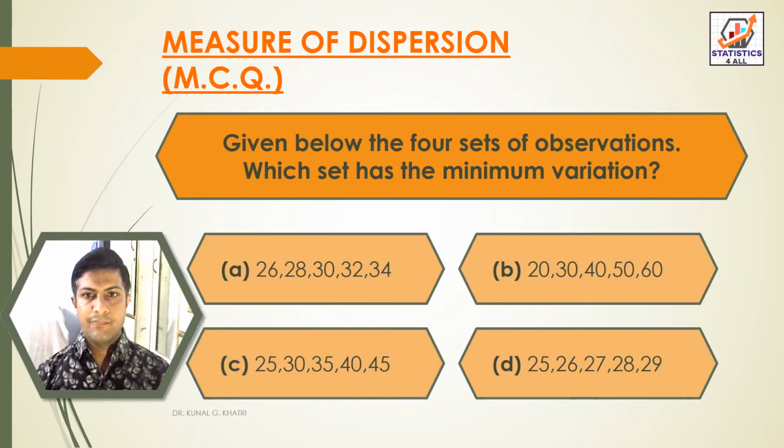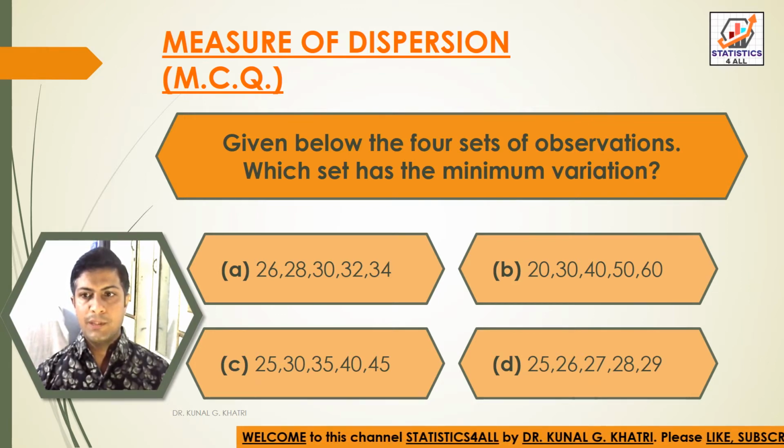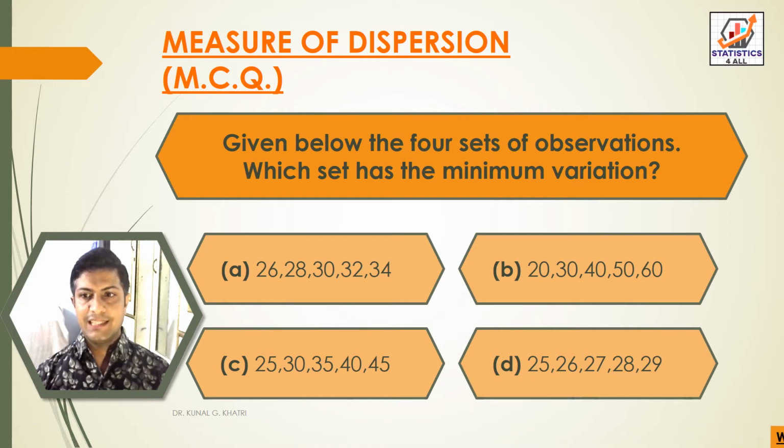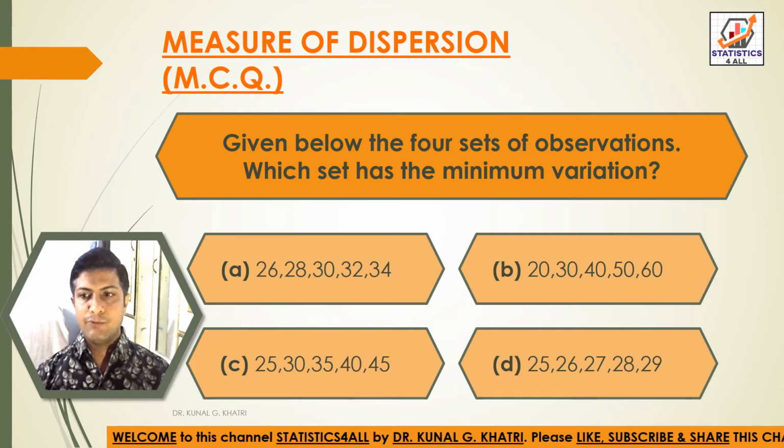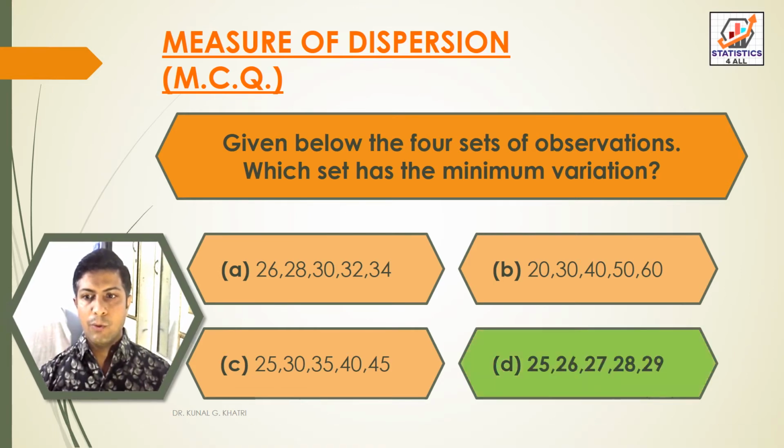Next question, given below the four sets of observations, which set has the minimum variation? Option A 26, 28, 30, 32, 34. Option B 20, 30, 40, 50, 60. Option C 25, 30, 35, 40, 45. And option D 25, 26, 27, 28, 29. So here we have answer option D 25, 26, 27, 28, 29 because there is only one difference in all these values. So the answer is option D 25, 26, 27, 28, 29.